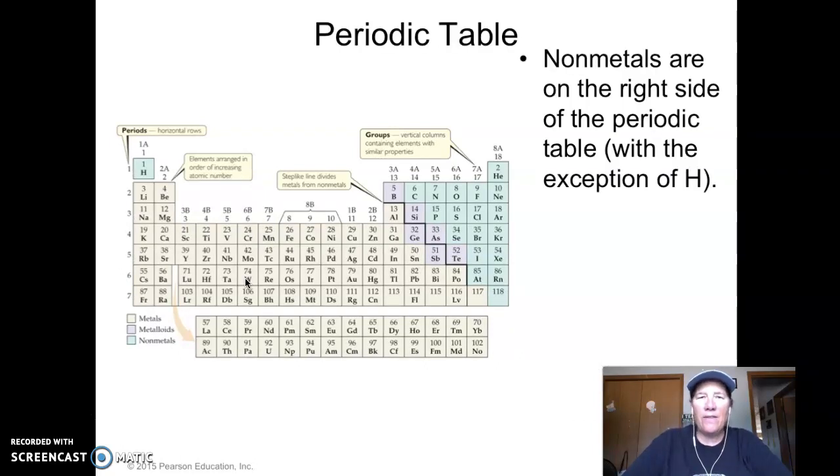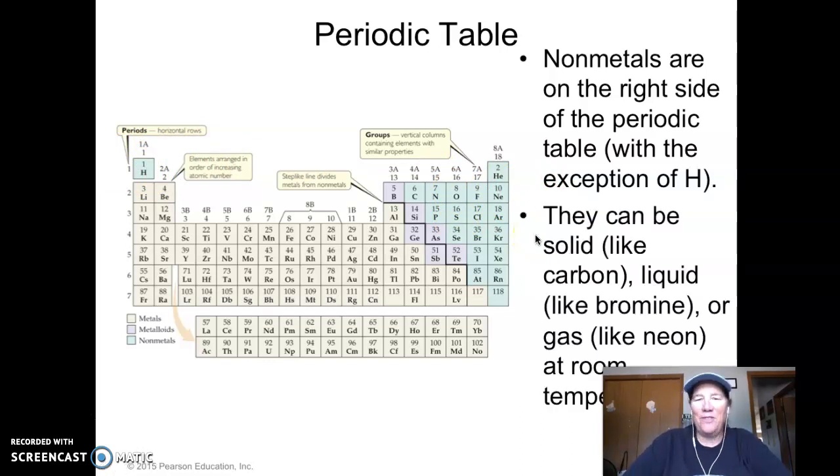Then we have our non-metals. These are the green guys over here. And hydrogen hangs out with the metals. Hydrogen, like I said, is a crazy element. But these guys have every characteristic that metals don't have. They're not shiny. There are some solids, some liquids, some gases. They are not good conductors. They're actually called insulators. You can't hammer them into sheets. You can't stretch them into wires. Everything that a metal is, a non-metal isn't.